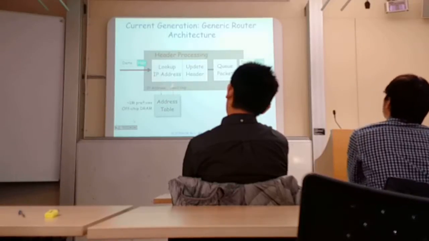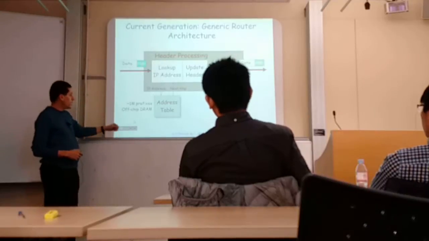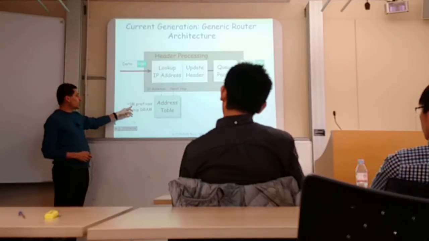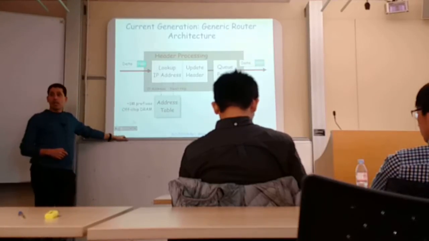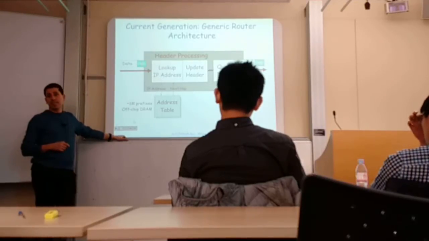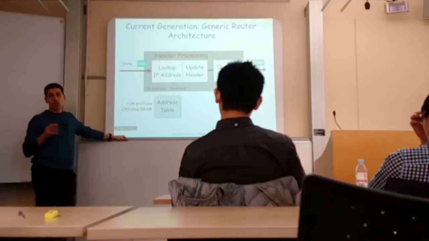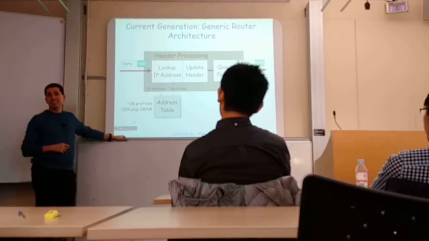So, now this table has in the order of 1 million prefixes, which is the typical size of an IP lookup table. Okay? Which means in the order of 1 million entries there. Now, in order to have that, usually it is called an off-chip DRAM.